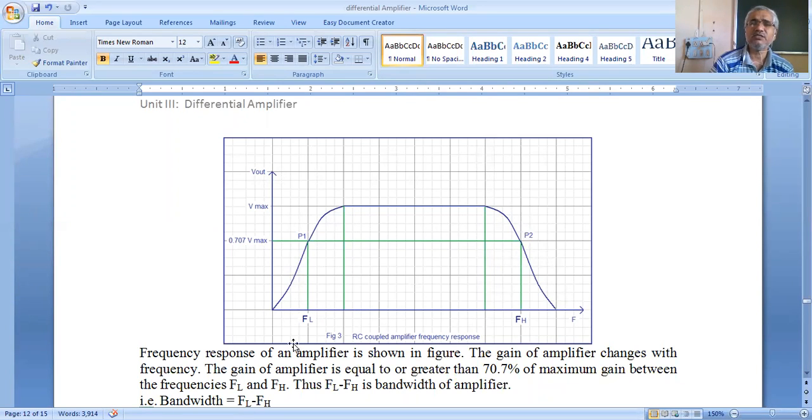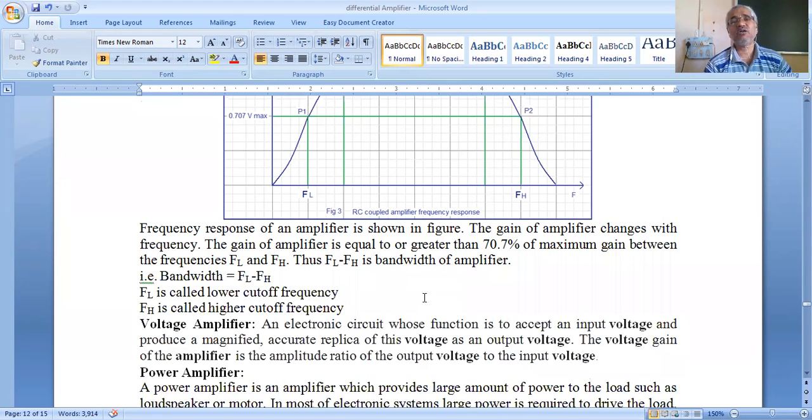So FL is called the lower cutoff frequency and FH is called the higher cutoff frequency. The frequencies from FL to FH are called the bandwidth. So FL to FH is the bandwidth of this particular amplifier. It is not FL minus FH; FL to FH is the bandwidth. FL is the lower cutoff frequency and FH is the higher cutoff frequency.